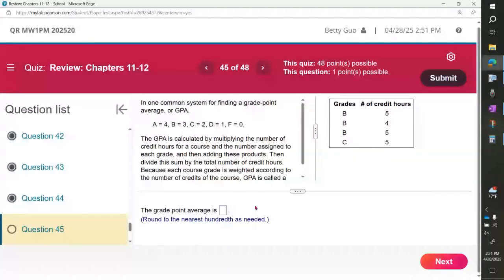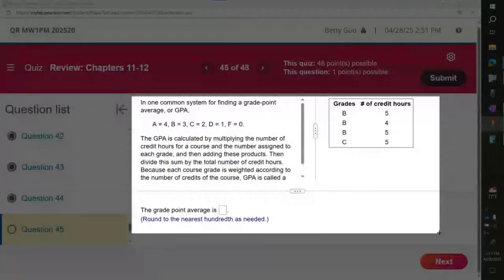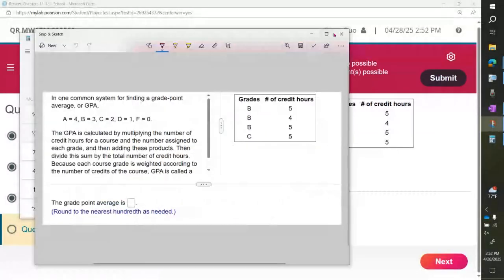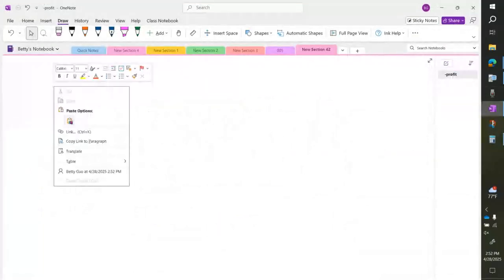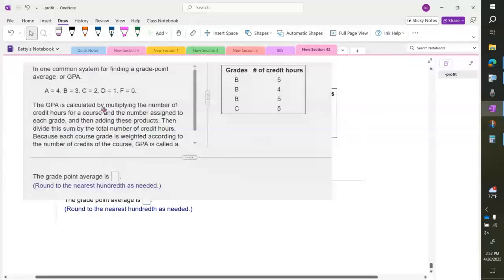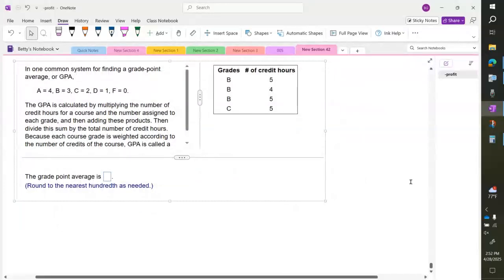Okay, this question actually is very useful. It's good that we do this again. I remember we did it at least once. GPA. As a student, we're all very concerned about GPA, right? GPA is a weighted mean. And the instruction of the question tells us how to find the GPA.